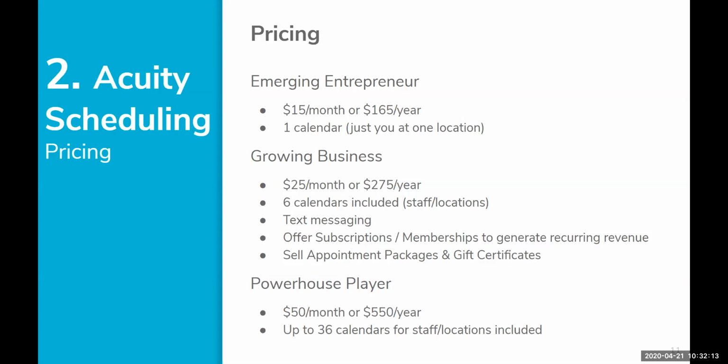And then finally, the third tier is Powerhouse Player. This one is $50 a month or $550 a year. And it offers up to 36 calendars for your staff and locations. So that's something kind of cool. Like if you're a very large team, and say, back to that spa example, say you have 30 different types of technicians, each technician could also have their own calendar per location, and then folks could book them based on what their availability is. So it's really great when you have different staff members that people would need to book, or different locations.